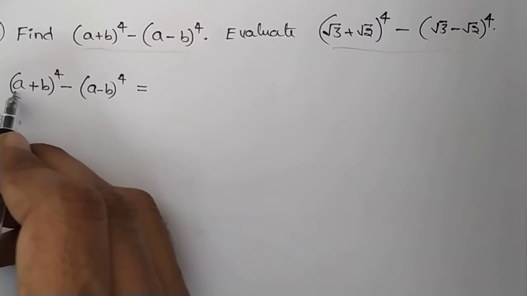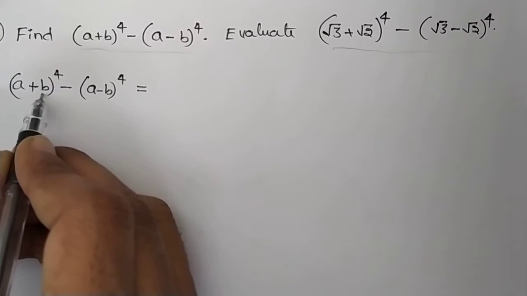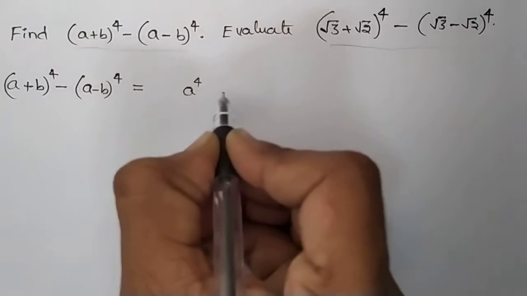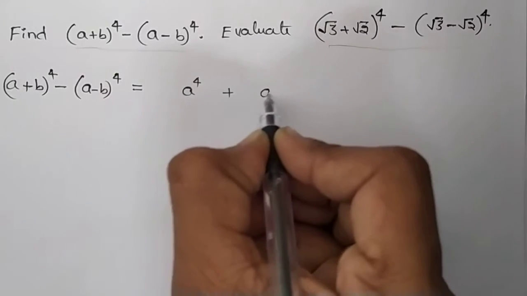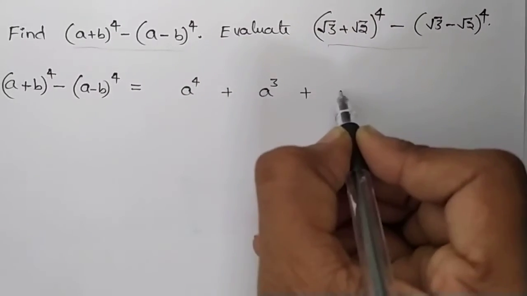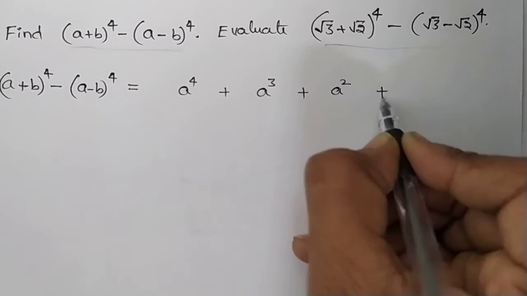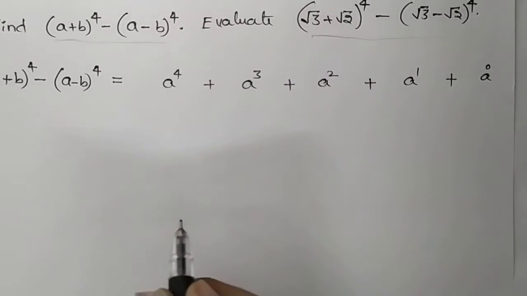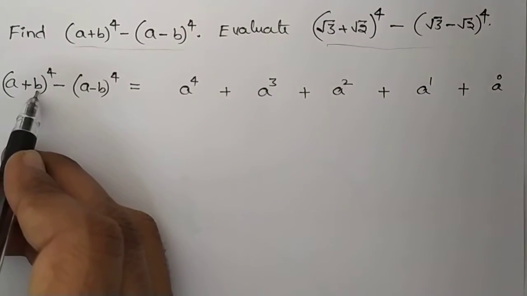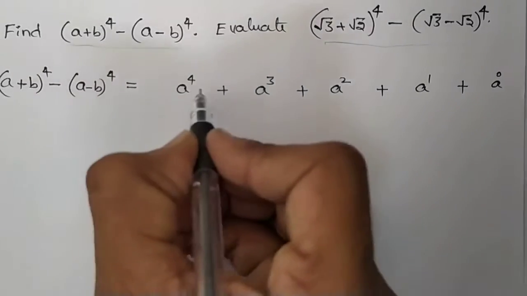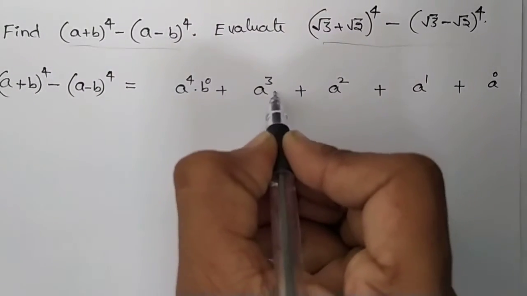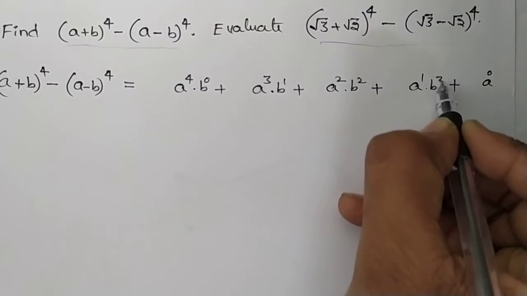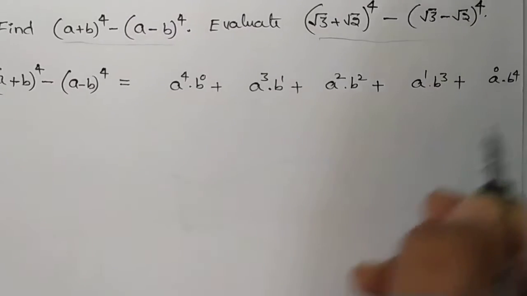We know that the power of the first term decreases and the power of the second term increases. a^4, a^3, a^2, a^1, a^0. Next, the power of the second term b increases: b^0, b^1, b^2, b^3, b^4, right?